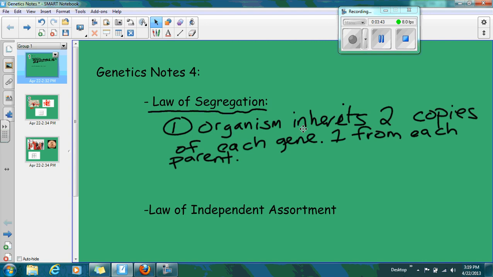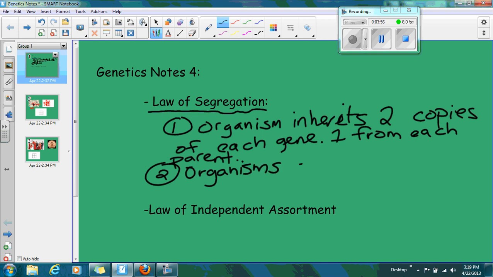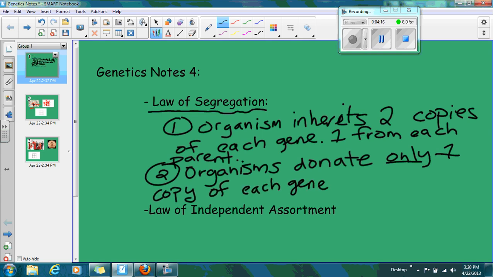The next rule of the law of segregation is, when you grow up, you might want to have children, not now. When you do, organisms donate, this is kind of the reverse, only one copy of each gene to their gametes, or offspring.